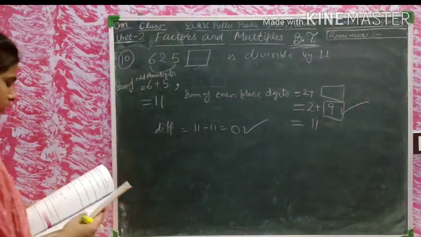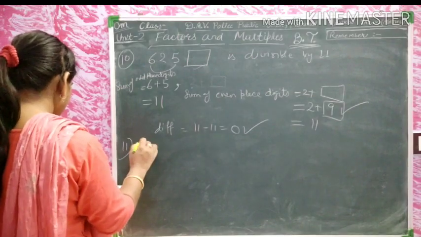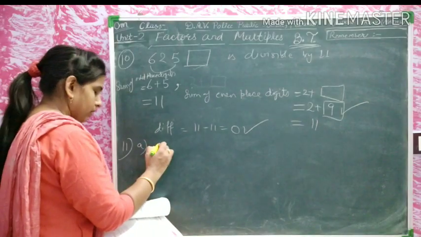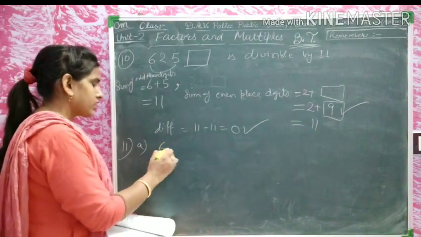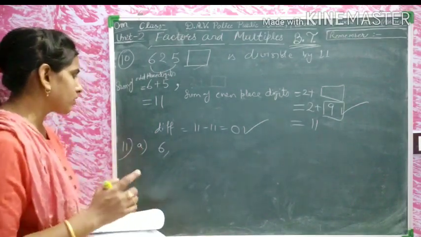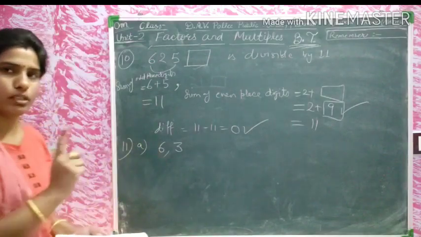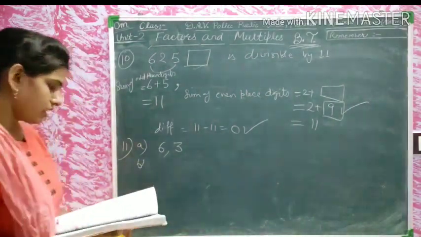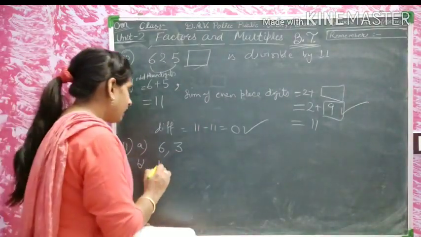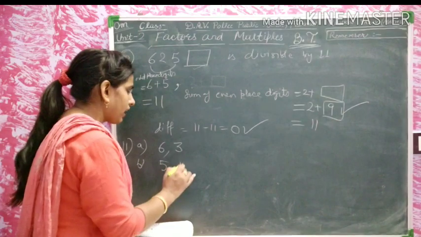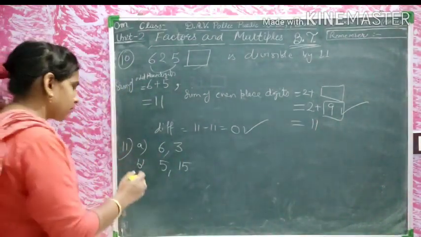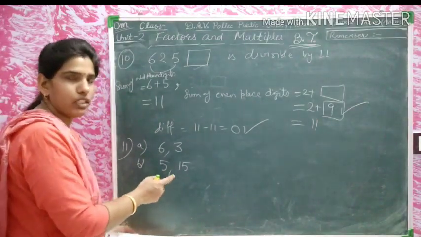Now we will go to question number 11, part A. Any two numbers which are divisible by 3 but not by 9. That is 6 here, which is divisible by 3 but not by 9. Another number is 3 here, which is divisible by 3 but not 9. Now B is divisible by 5 but not by 10. Divisible by 5 means 5 and 15, 25, 35, like this, numbers which are not divisible by 10 but divisible by 5.